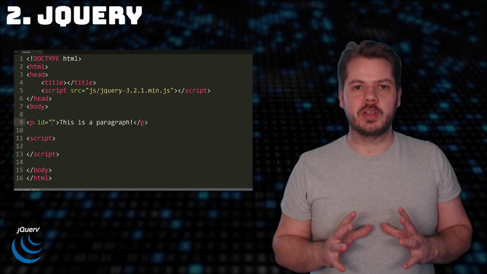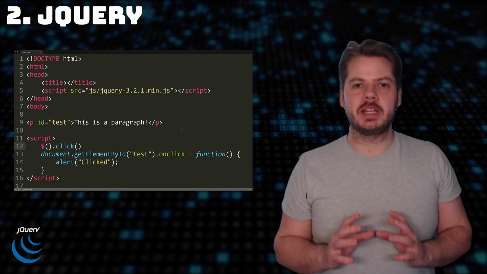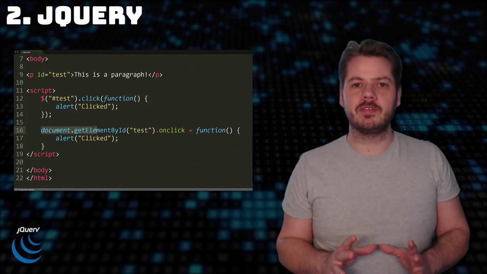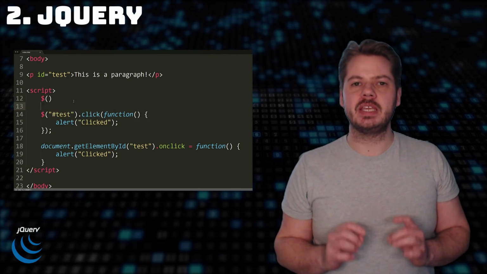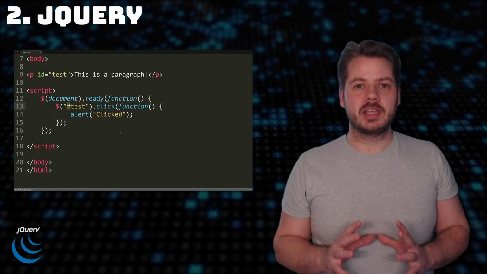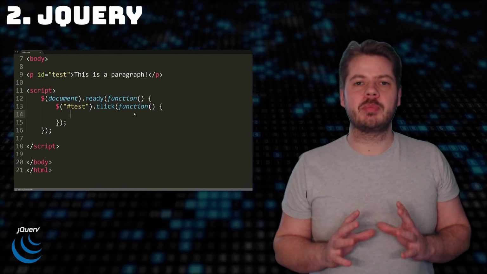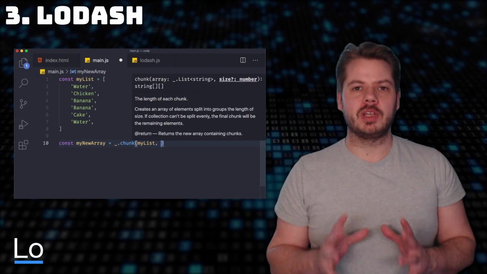Next up, we have jQuery. Although it's been around for a while, jQuery is still a go-to library for many developers when it comes to DOM manipulation, event handling, and animations. Its simple and intuitive syntax makes it easy to work with, even for beginners. While modern frameworks like React and Angular might have taken the spotlight, jQuery remains a valuable tool in the developer's toolkit.